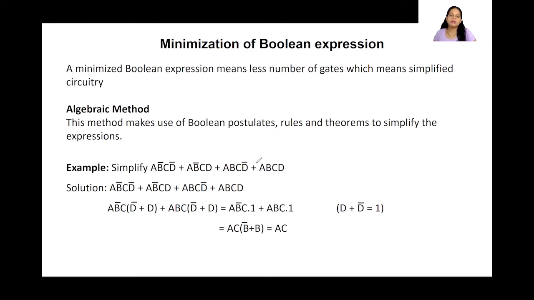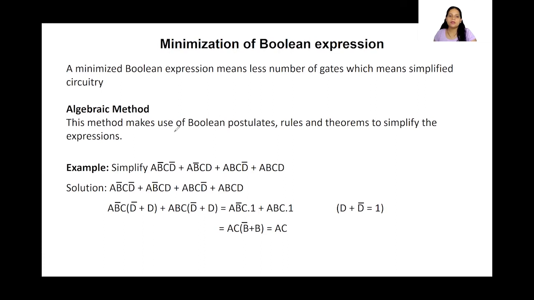Okay. So there are mainly two methods. One is the algebraic method. The other one is using the K-map. Now K-map is very, very important from the point of view of your examination. But today we are going to learn the algebraic method. In the coming sessions, we are going to complete the K-map. Okay. So how do we do it using the algebraic method?